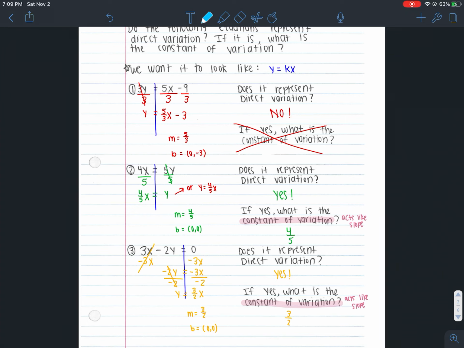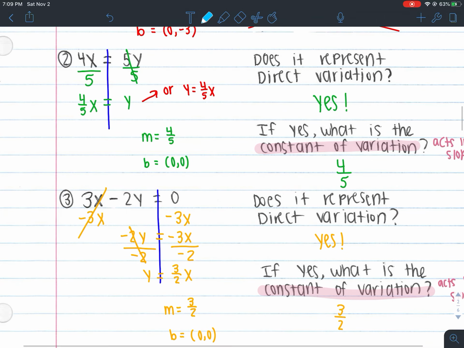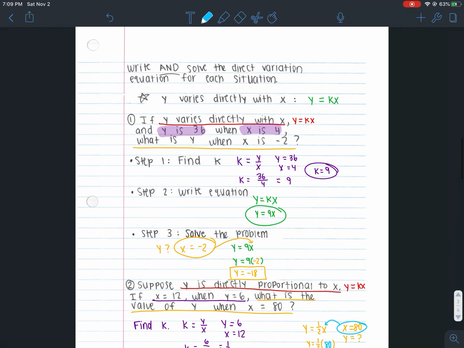Okay? On these next 3 pages, you're doing the same thing. You want it to be y equals kx. You don't want there to be a plus b there. If there's a b, then it's not direct variation. So with number 1, we have a b value of -3. So that cannot be direct variation because it has to be 0. But with number 2 and 3, our b was just 0. There wasn't a b over there. So that's why it's considered direct variation.